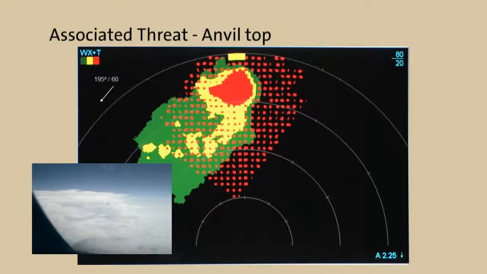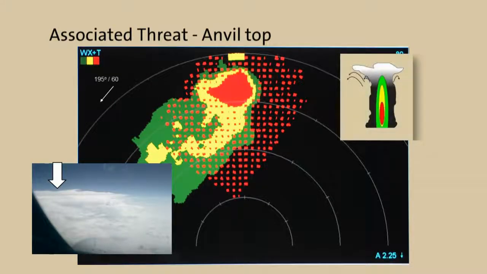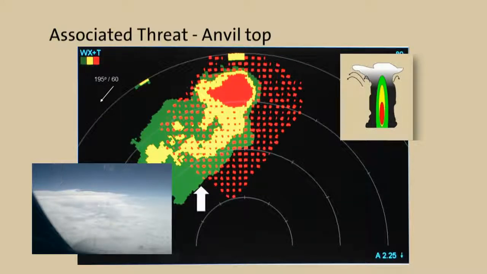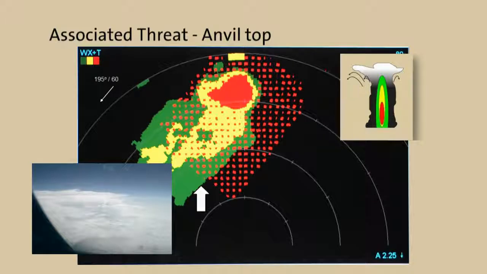Mature cells often form an anvil top downwind of the thunderstorm. In these instances, hail can be ejected from the top of the cell and create a hail danger region downwind of the cell. At cruise altitude, MultiScan Threat Track's anvil top associated threat warning uses the upper level winds to define a potential region of ejected hail downwind of the cell. The region will be larger or smaller depending on the wind velocity.